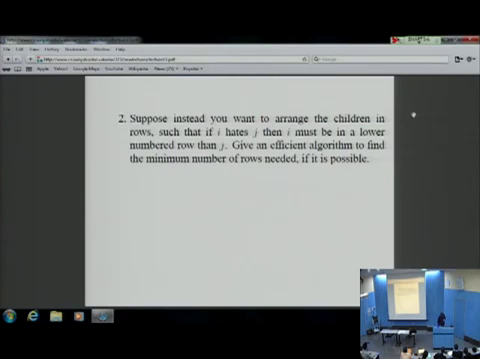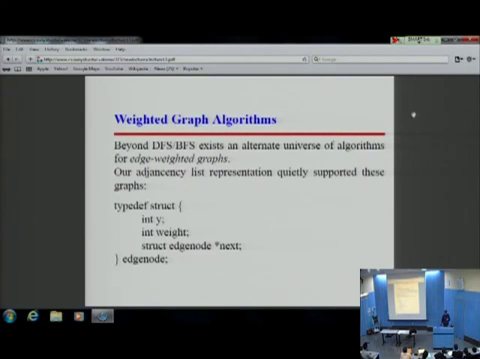So, that said, I'd like to now change gears and start talking about weighted graphs. Yes, question. I'm sorry. Could you explain that again for part B?